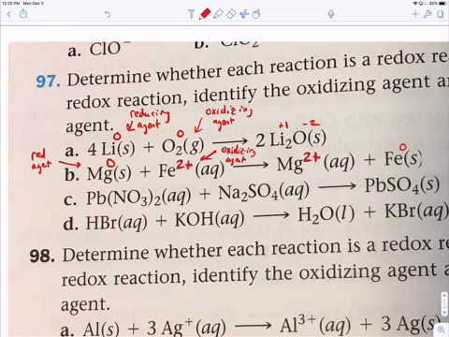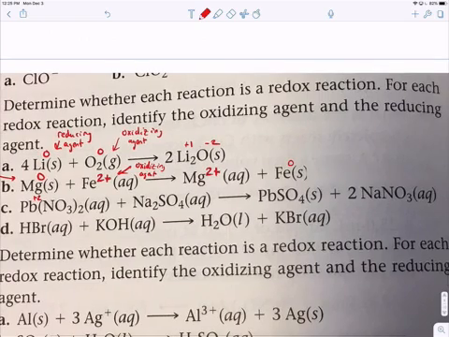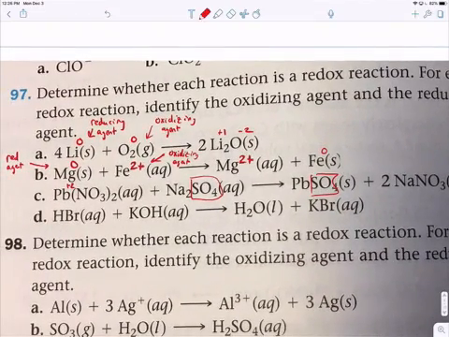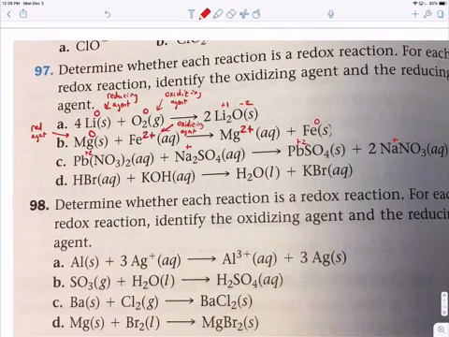Okay, so lead is +2, and the other thing, if you look at the nitrate and the sulfate, they're not changing. You can pretty much just ignore them. So just look at the metals. So lead is +2, sodium is +1. Lead is still +2, sodium is still +1. There's no electron transfer. This is not an oxidation reduction reaction.